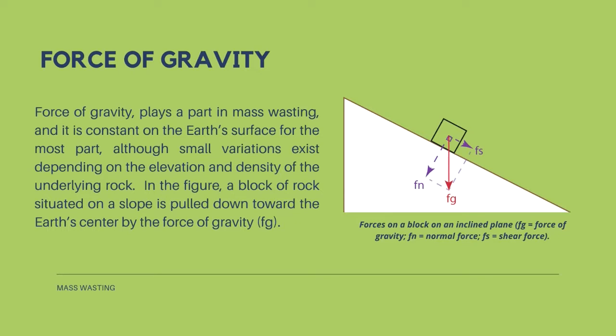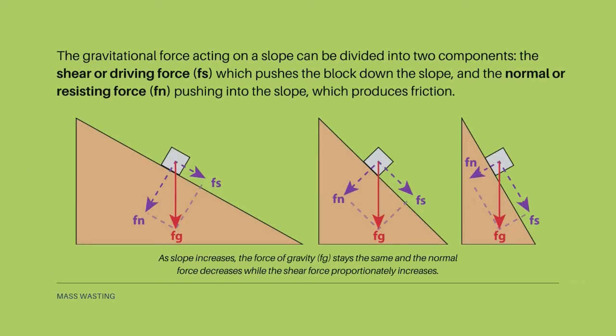Force of gravity. The force of gravity is the driving force of mass wasting. It plays a part in mass wasting and it is constant on the Earth's surface for the most part, although small variations exist depending on the elevation and density of the underlying rock. In this figure, a block of rock situated on a slope is pulled down towards the Earth's center by the force of gravity. The gravitational force acting on the slope can be divided into two components: the shear or driving force, which moves the block down the slope, and the normal or resisting force, pushing the block into the slope, which produces friction.